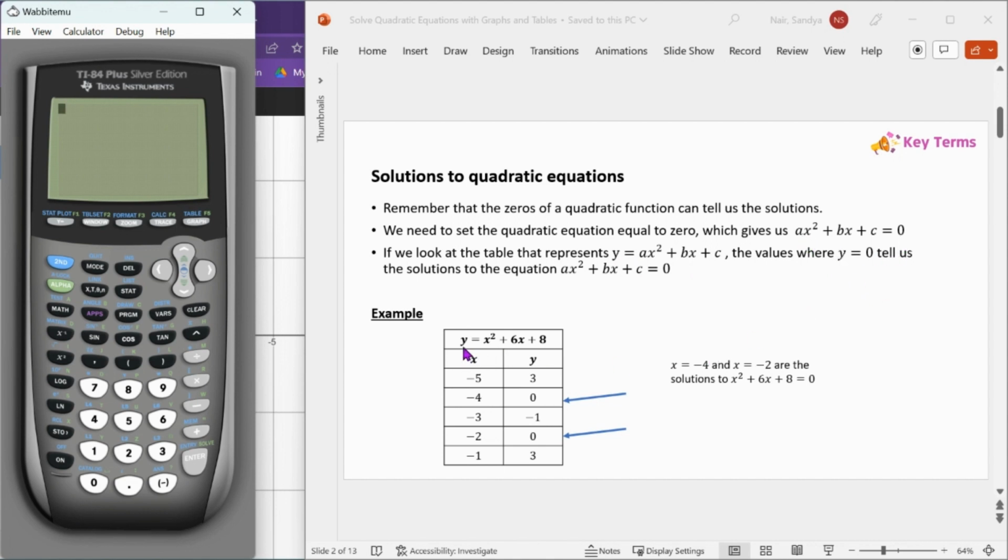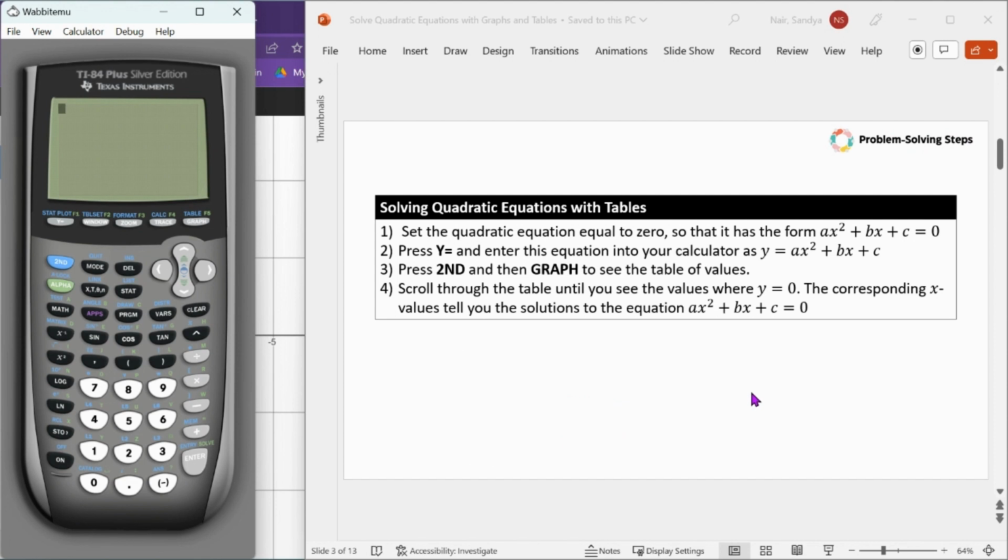So for example, if I look at the table of values for y equals x squared plus 6x plus 8, you can see I have two values where y equals 0. So those corresponding x values, x equals -4 and x equals -2, will be the solutions to the equation x squared plus 6x plus 8 equals 0.